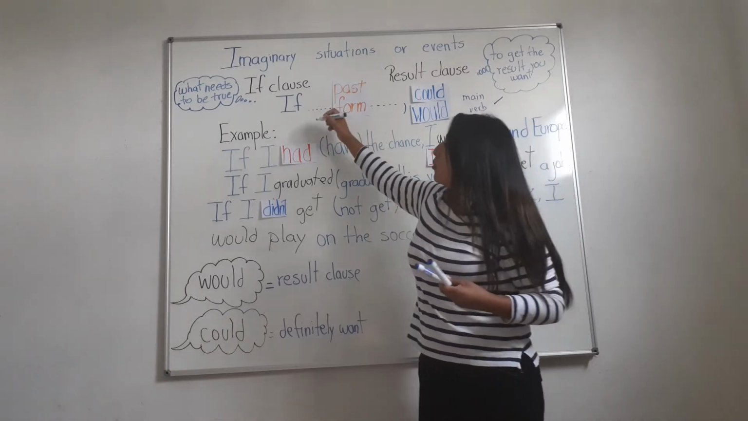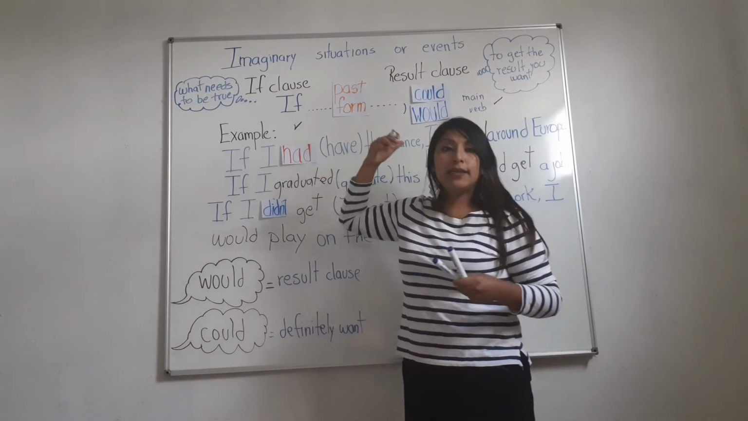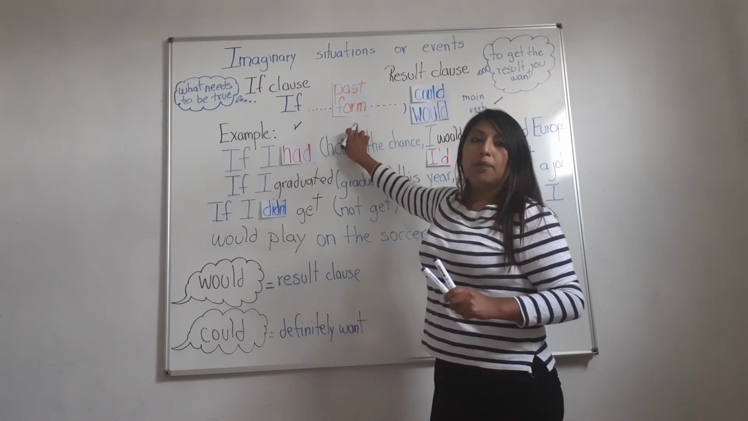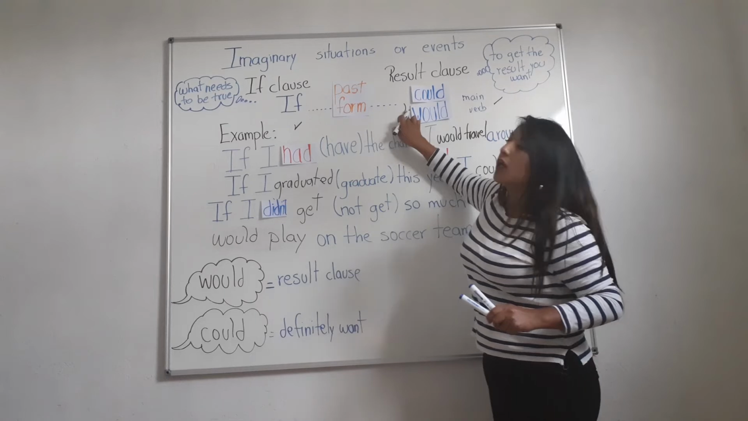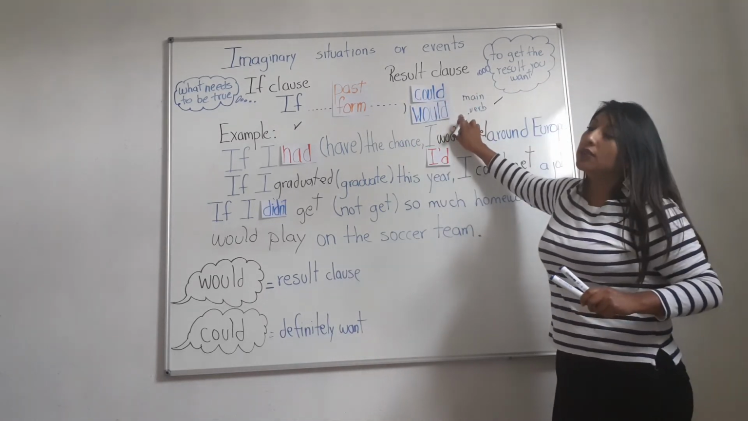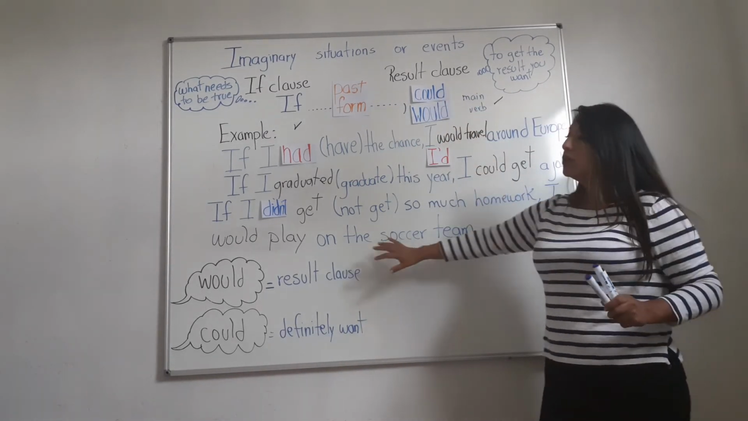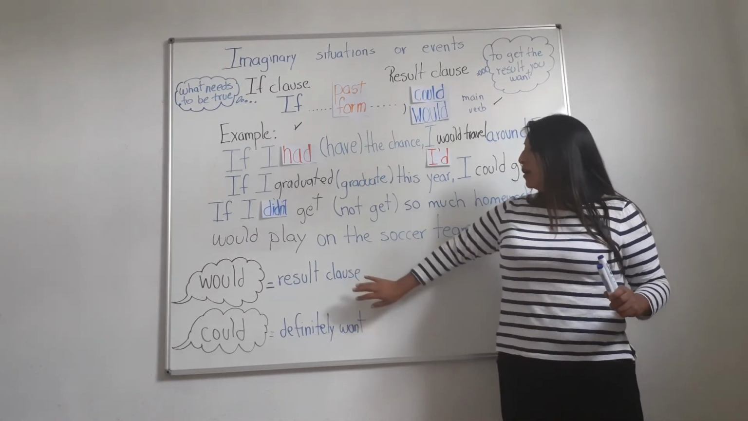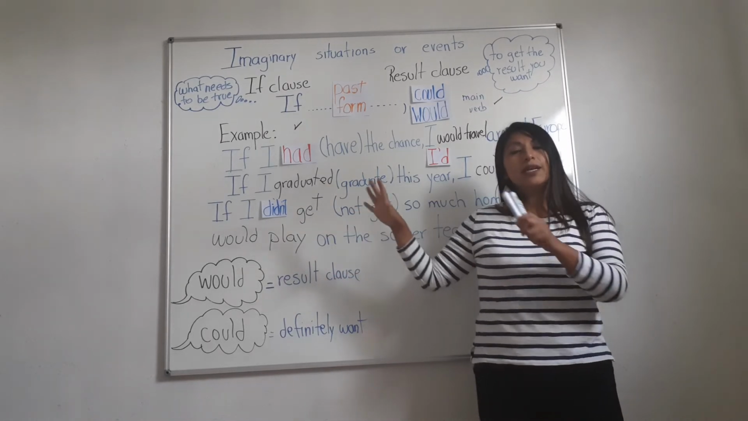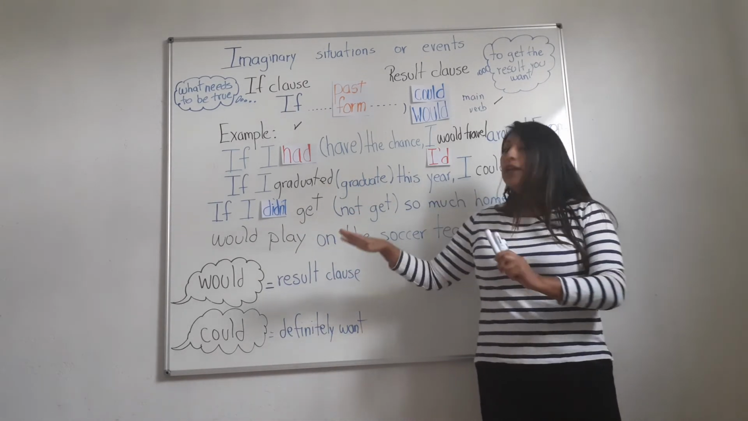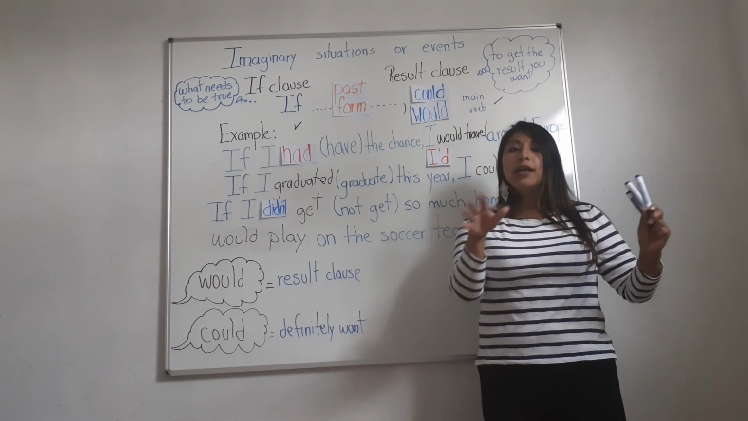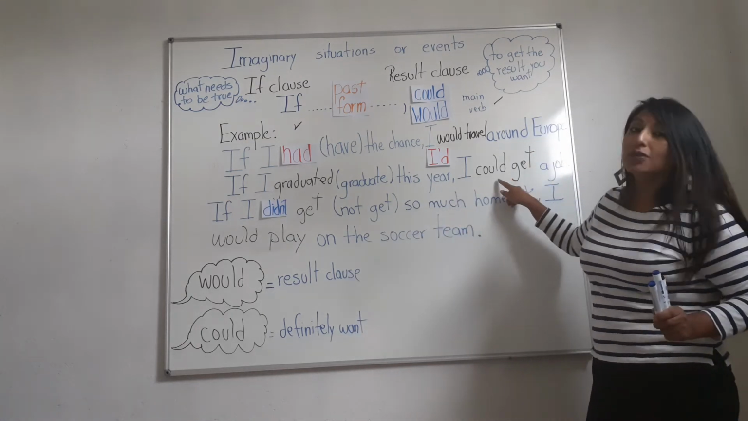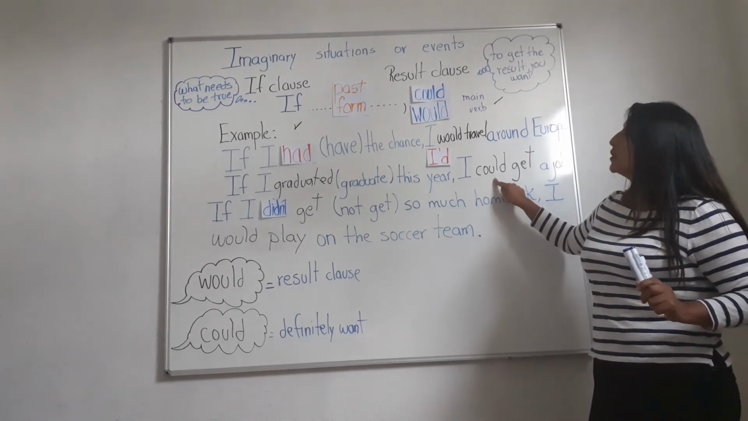You have to write the word if, mandatory. You should start the if clause with the word if, followed by a past form of the verb, a comma, and the modals. When we use them depends on the imaginary situation. The if clause is the situation and then the result. We use could in this example because it's what I definitely want, to get a job.